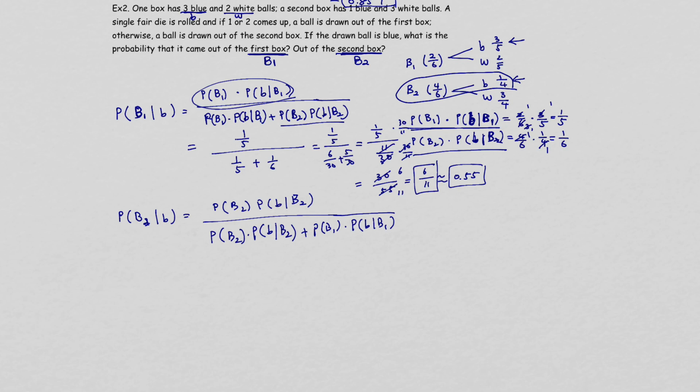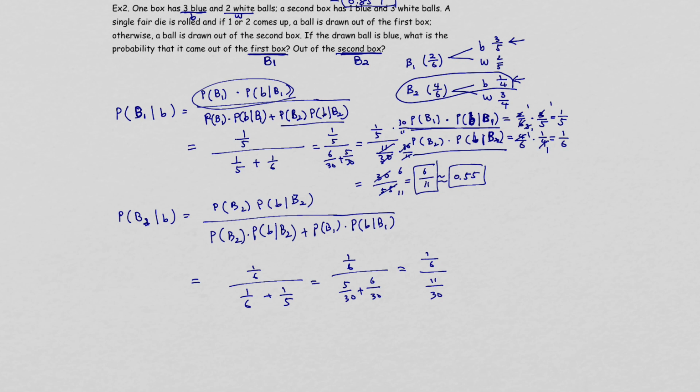In that case, you're going to have 1 over 6 over 1 over 6 plus 1 over 5. So when you add the denominator, it will be 5 over 30 plus 6 over 30, which is going to be 11 over 30.